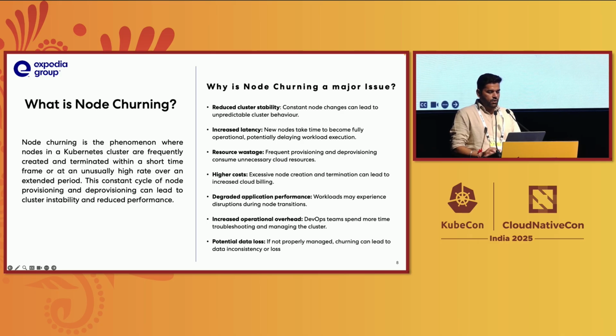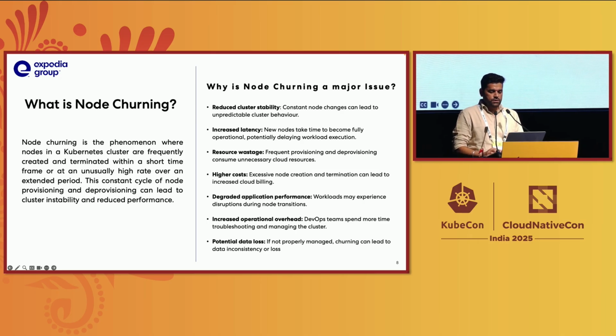And why is node churning a major issue? A few points demonstrate it. First, reduced cluster stability: frequent node changes cause unpredictable behavior in the cluster, making it difficult to maintain a healthy environment. Then increased latency: new nodes take time to initialize fully, which can delay workload starting and affect application responsiveness.